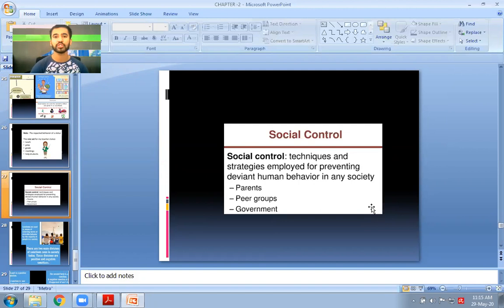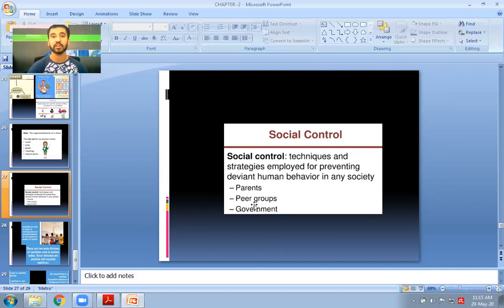If every person is performing his or her duty in the right way, or in the way that society expects, then it's always a good human being. But someone who is not going according to the social norms that have been set up is a deviant person. So what do we do? We apply social control, with certain techniques and strategies to prevent that person. And parents are a kind of agency of social control. What do you mean by agency?